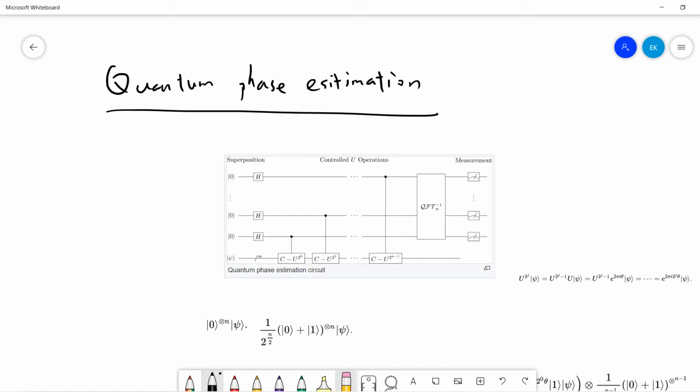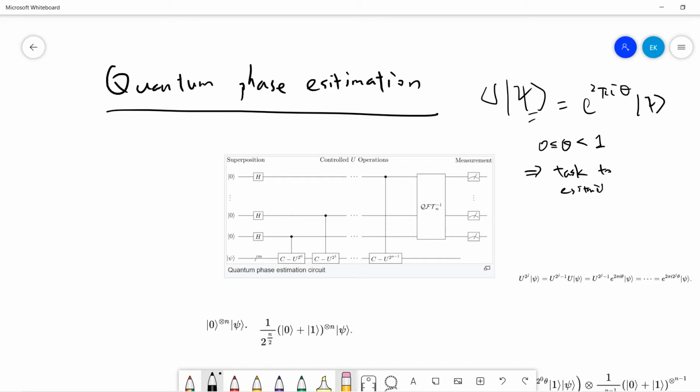The idea of quantum phase estimation is that we have a unitary U and some state psi, and let's assume that psi is easily prepared. The unitary operator U acting on psi gives exponential 2 pi i theta psi, where theta is defined to be greater than or equal to 0 and less than 1. Our task is to estimate the angle theta.